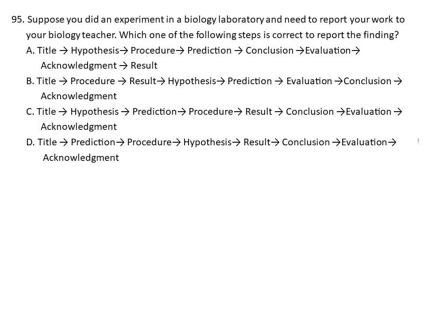Question number 95. Suppose you did an experiment in a biology laboratory and need to report your work to your biology teacher. Which of the following steps is correct to report the finding? So the answer should be C. Title, hypothesis, prediction, procedure, result, conclusion, evaluation, and acknowledgement.